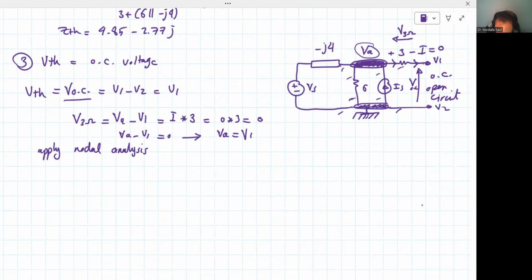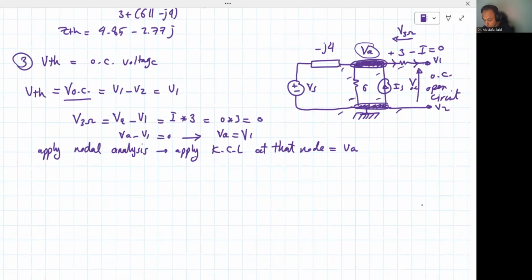Then we apply Kirchhoff's current law at that node, or at the nodes in general. Here we have just one, in that case here VA. So let's put currents in any way possible, whatever you like.